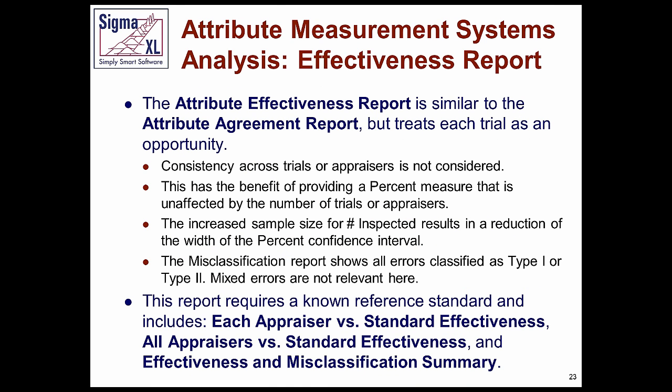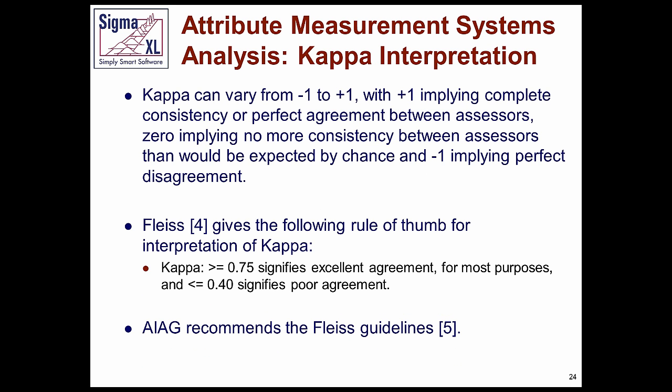And I mentioned the attribute effectiveness report, where you do not have to have consistency across trials or across appraisers, and that allows for narrower confidence intervals as well. So that's treating each appraisal as a unique opportunity. The nice thing there is that you get actual type 1 or type 2 misclassification. There's no such thing as a mixed error anymore because it's either a good part being called bad or a bad part being called good. And we talked about kappa.